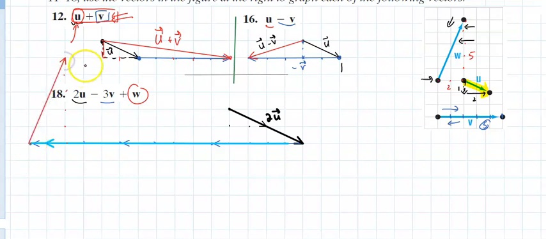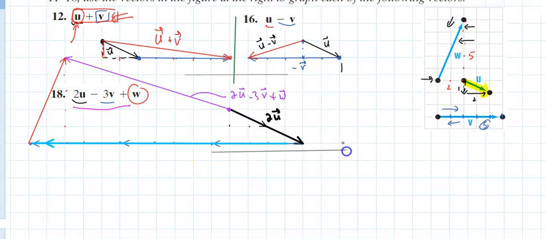So, if I want to know what all of this means, well, it's very simple. Where did you drop off the baggage? I dropped the baggage right there. And if I go in a straight path, where do I pick it up? And this is pretty much the vector 2u minus 3v plus w. Alright?